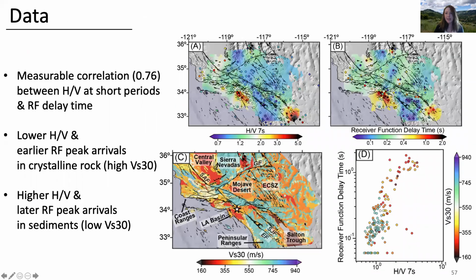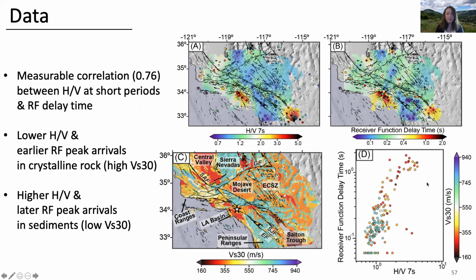Next, we plotted HRV at each station for 7 seconds period versus the receiver function delay time. There's a clear, measurable, strong correlation between the two data sets. We also colored these according to the nearest VS30 measurement, and we see lower HRV and earlier receiver function peak arrivals in the mountains, which are teal in color, and higher HRV and later receiver function peak arrivals in the sediments, which are more red in color.